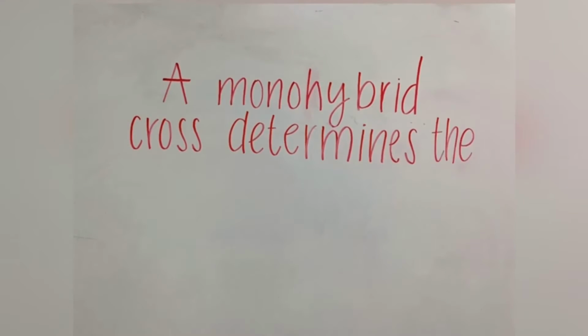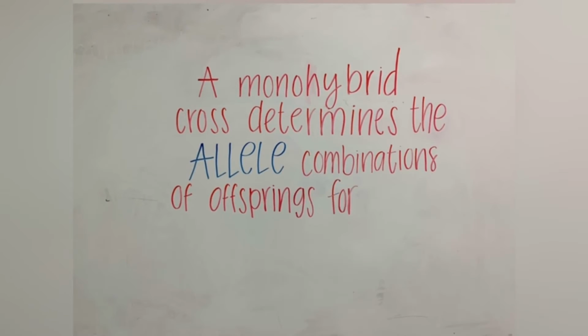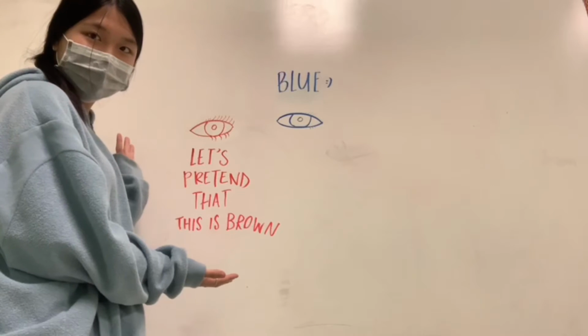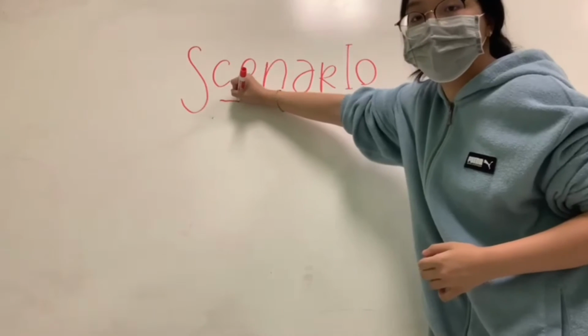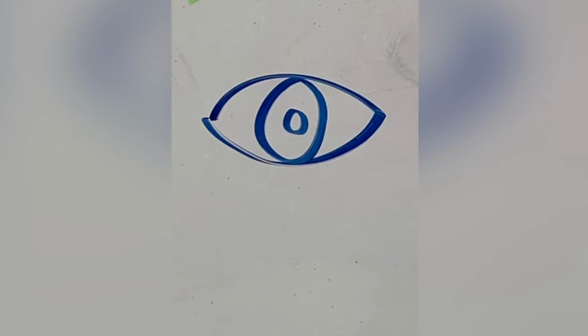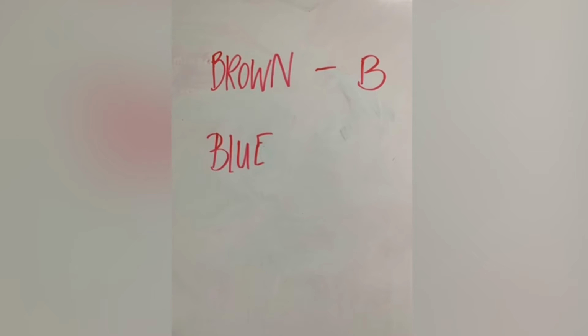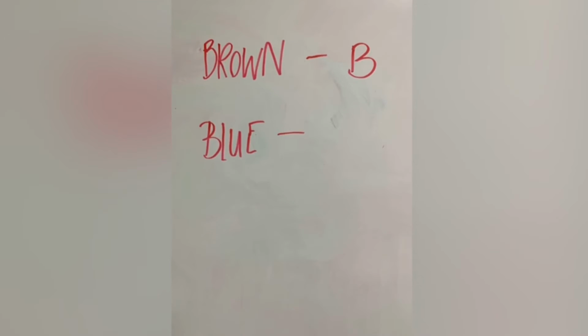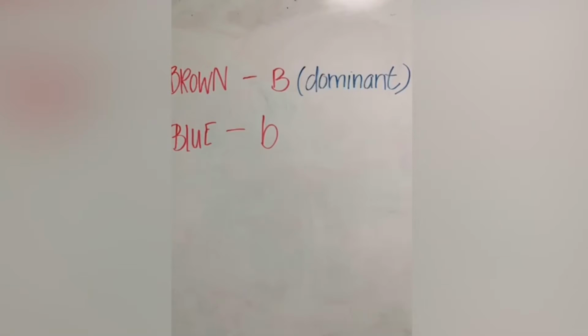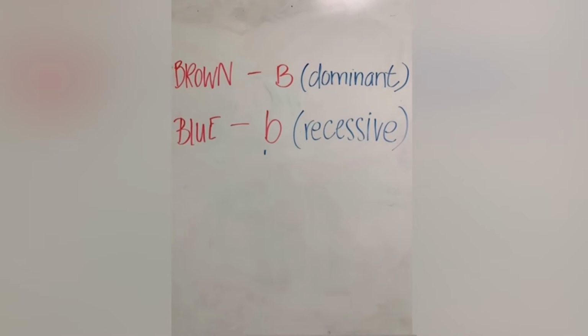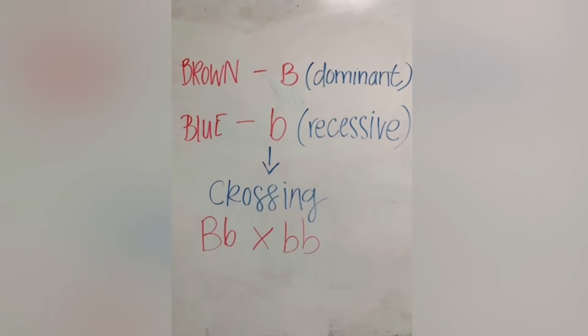Anyways, monohybrid crossing determines the allele combinations of offspring for one particular gene. Today we're going to compare brown eyes and blue eyes. The scenario for today is, what is the genotype of a brown-eyed person who marries a blue-eyed person, who then produces a blue-eyed offspring? Since the allele for brown eyes is more dominant than blue eyes, we will label it as capital B. On the other hand, since the blue eyes are more hidden, we will label it as lowercase b. Now, because the blue eyes are crossed with brown eyes, you should write Bb X bb.